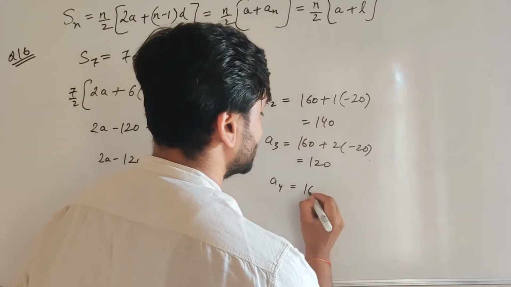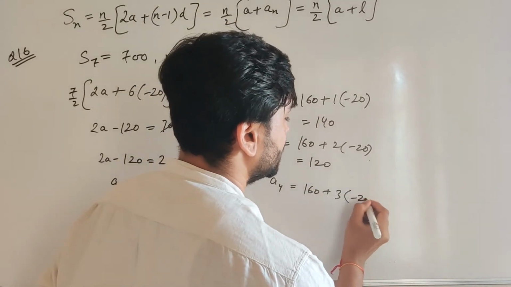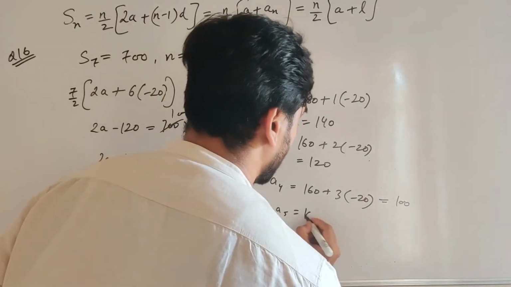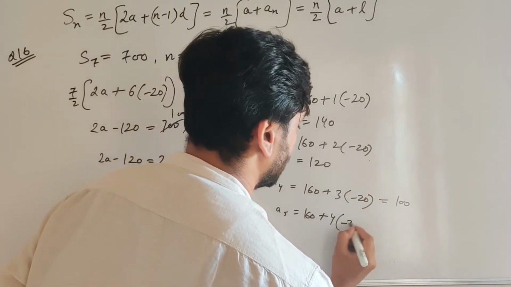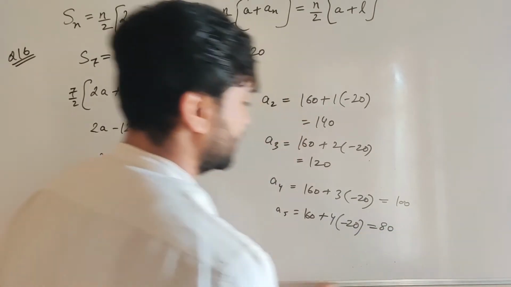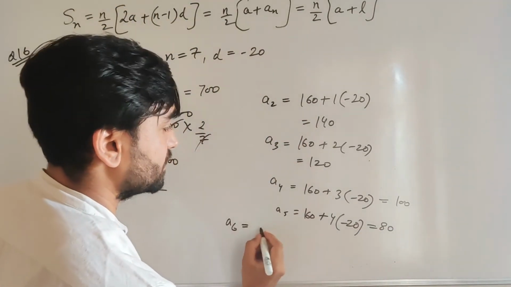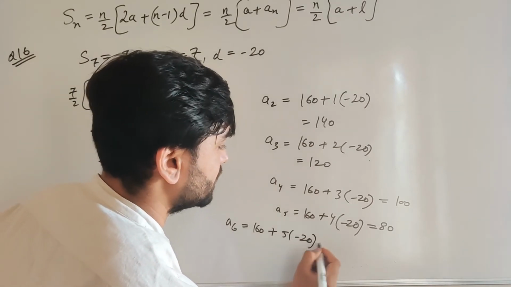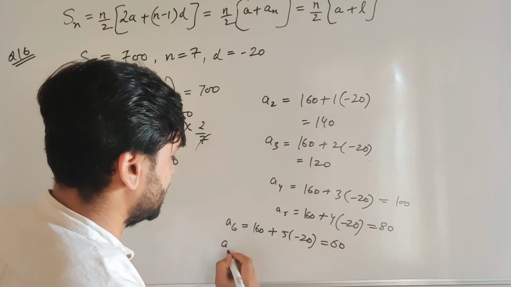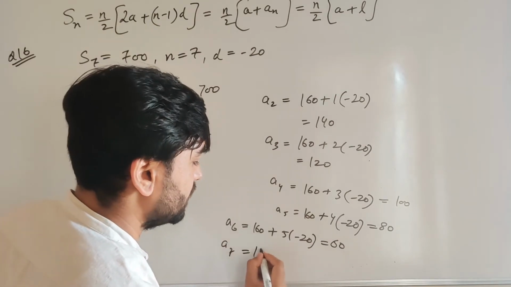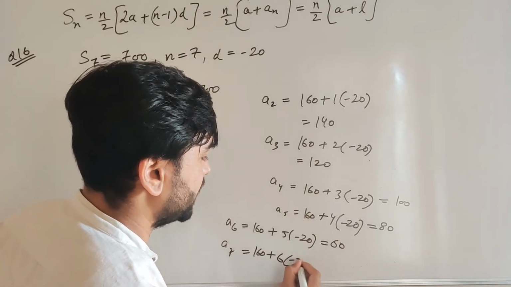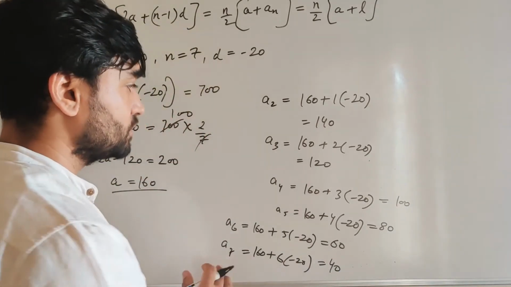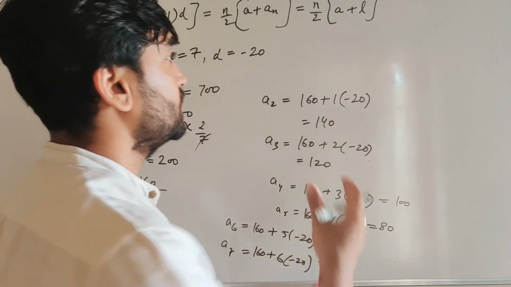A4, 160 plus 3d. So this will give you 100. A5, 160 plus 4 into d will give you 80. A6 will be 160 plus 5d, which will give you 60. And lastly, the 7th price, 160 plus 6 into minus 20 will give you 40. So these are the individual prices.